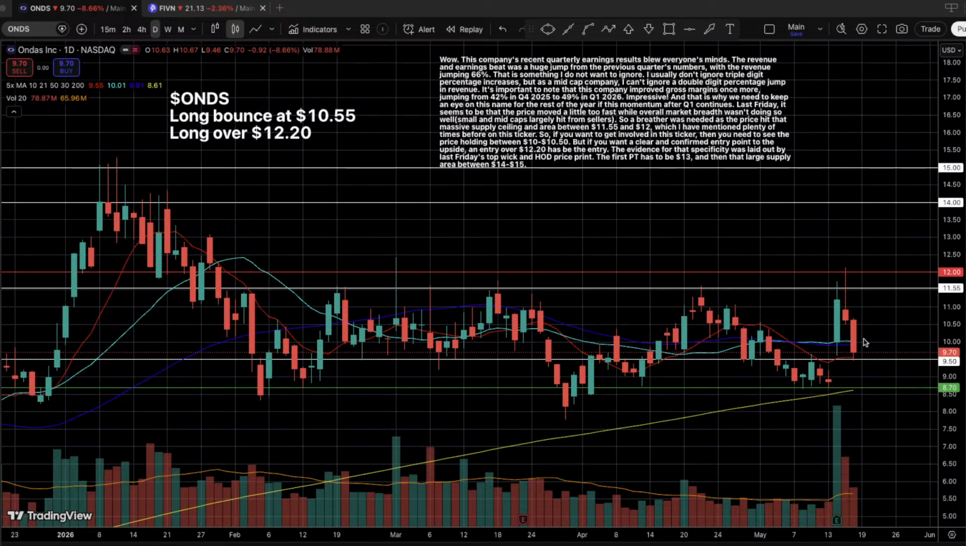So I think ONDS definitely has a lot of room to go back to $14 to $15, as seen here from a technical perspective, but there's a fundamental reason as well. Okay, so let's first knock down the first metric here that I'm looking at.